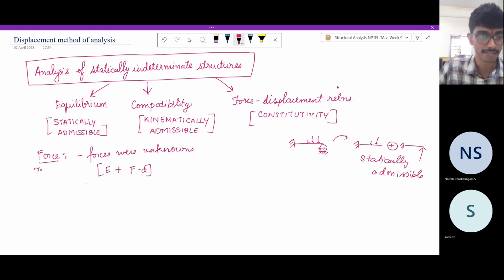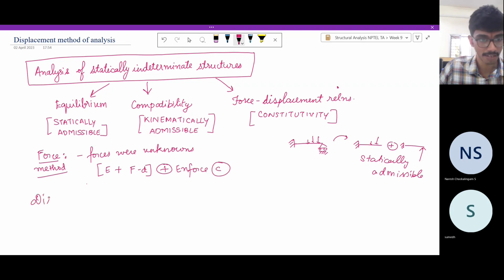So in the force method of analysis, the basic idea is we choose a force system that is statically admissible, that satisfies the equilibrium equations and the force displacement relations automatically, and whatever unknowns are left, we determine those unknowns by enforcing compatibility.